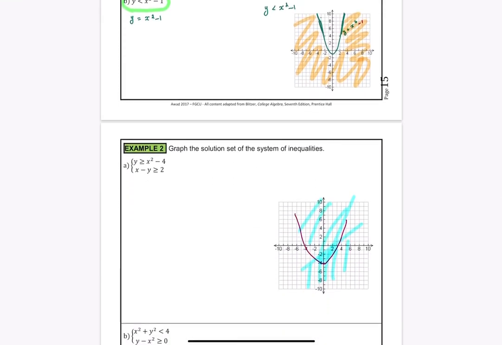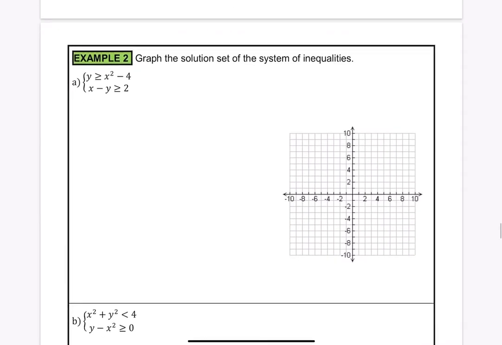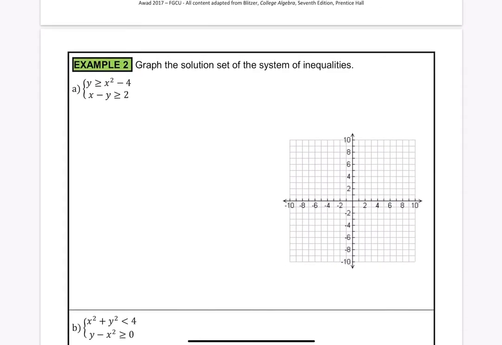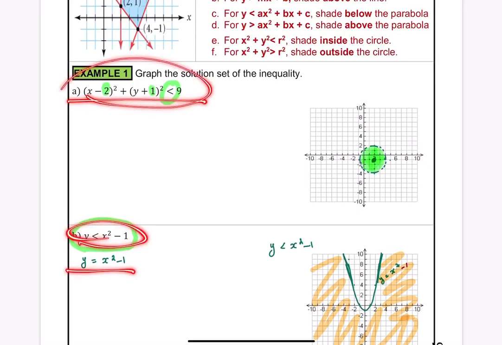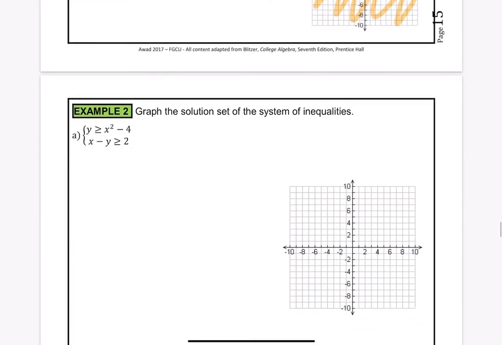Let's take a look at the next one. What do we have here is we have two equations, not just one. Now we have a system of inequalities, right? Previously we had only one inequality, as you see in here, and in here. Now what we have here is two inequalities. There is one here and there's another one over there.